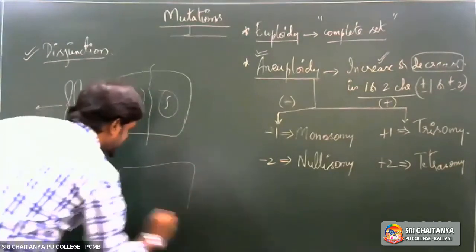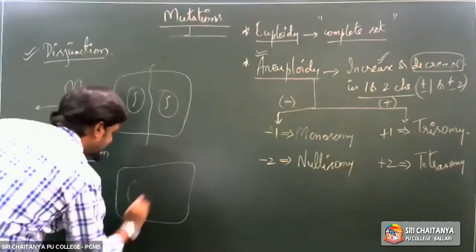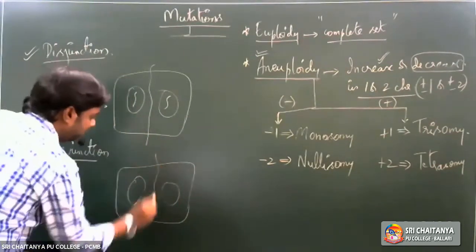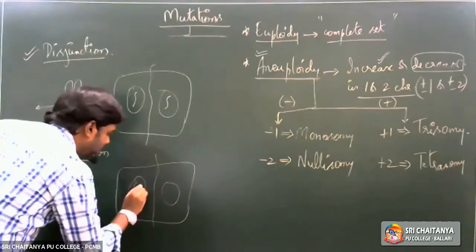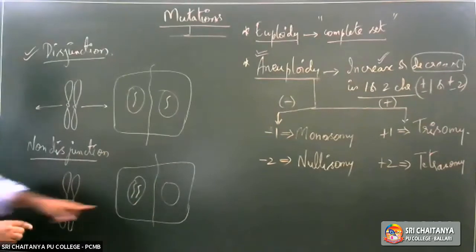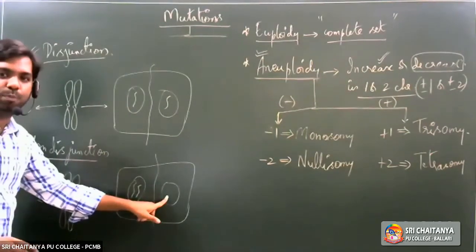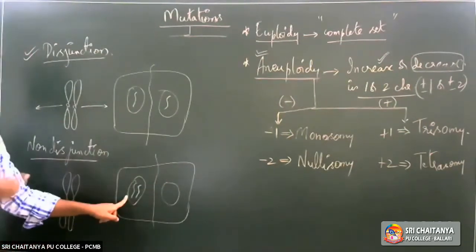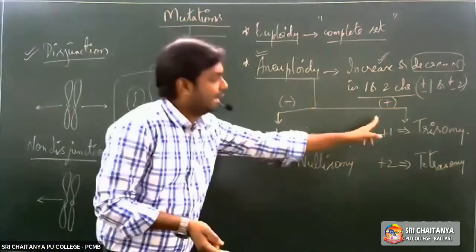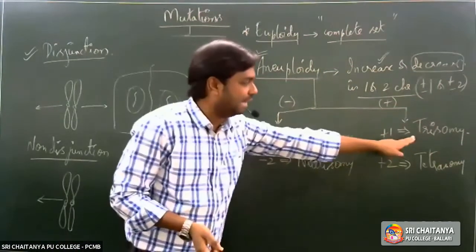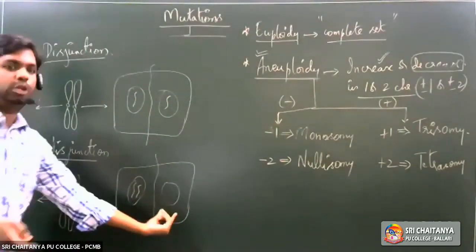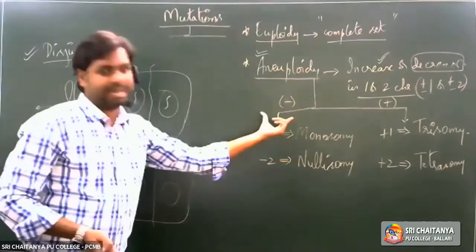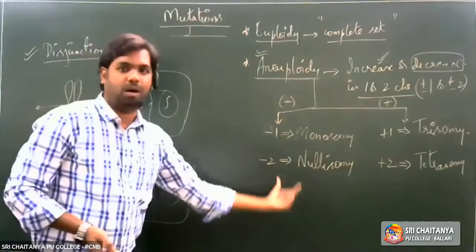After the process of cytokinesis, what would be the condition here? Two cells will be formed. One cell will have both the chromosomes and one cell will not have any chromosome. The cell which has an extra chromosome falls under the category we call either trisomy or tetrasomy. The cell which does not have any chromosome will fall under the category of either monosomy or nullisomy.